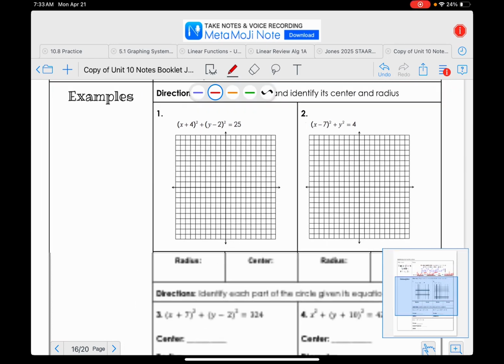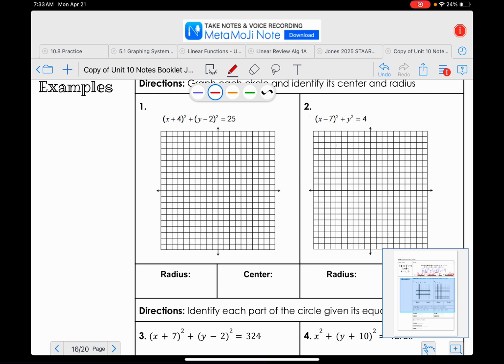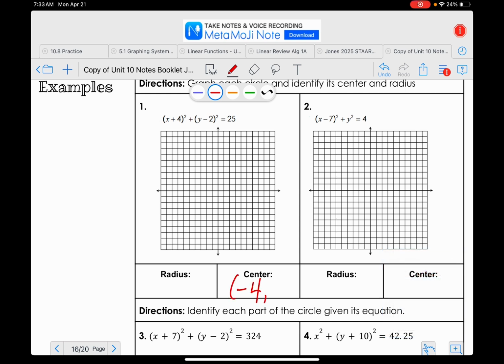So let's look at an equation. The center here would be -4, +2, because since standard form has minus in the equation, it would be the opposite. So opposite of 4 is -4, opposite of -2 is +2. This is r squared, so when you take the square root of it, you get the radius.